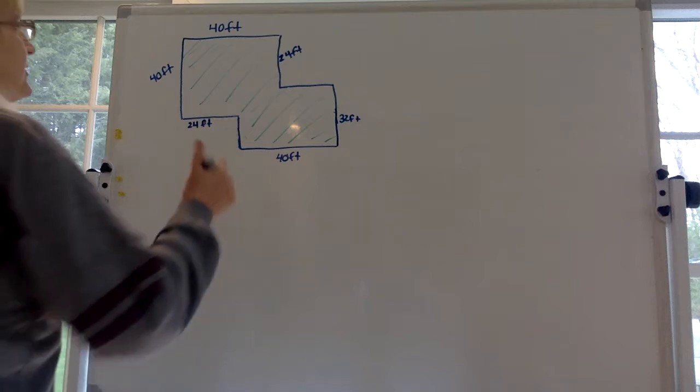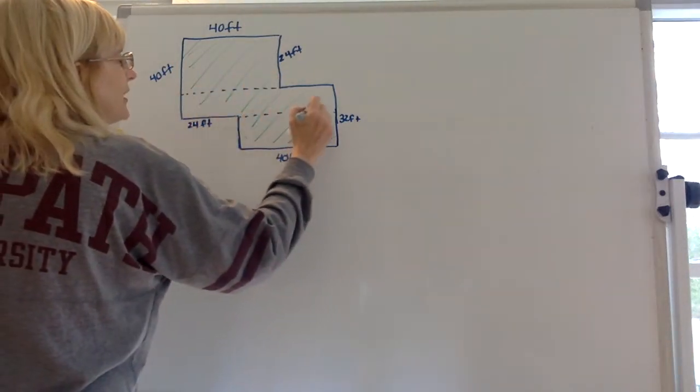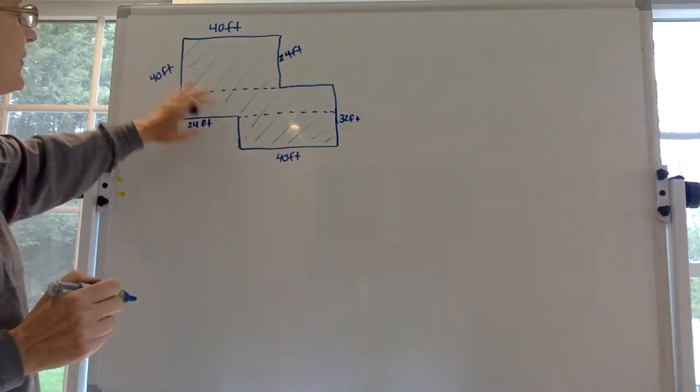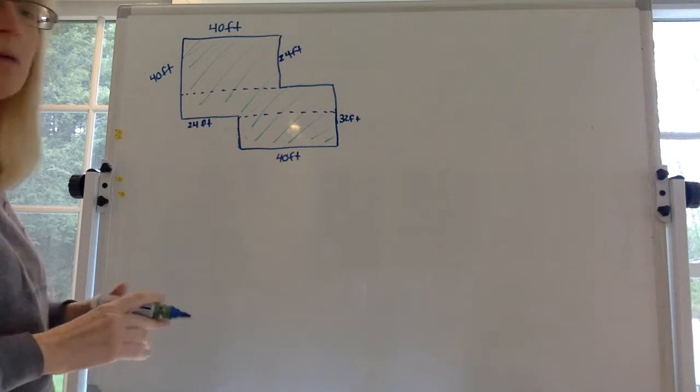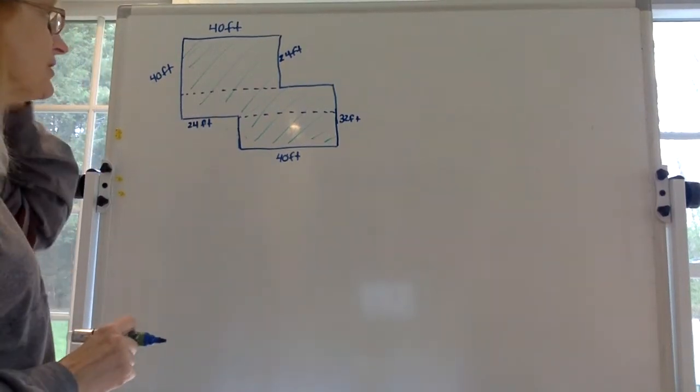But I think what you can see is we can divide this up into three rectangles if I did that, right? We have rectangle 1, 2, and 3. If we could figure out the area of each one of those, length times width, we would be good. Okay, so it's kind of like a puzzle figuring out the dimensions.